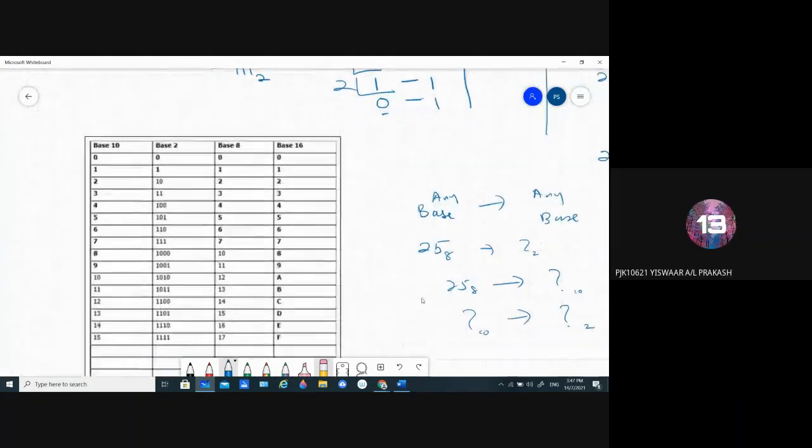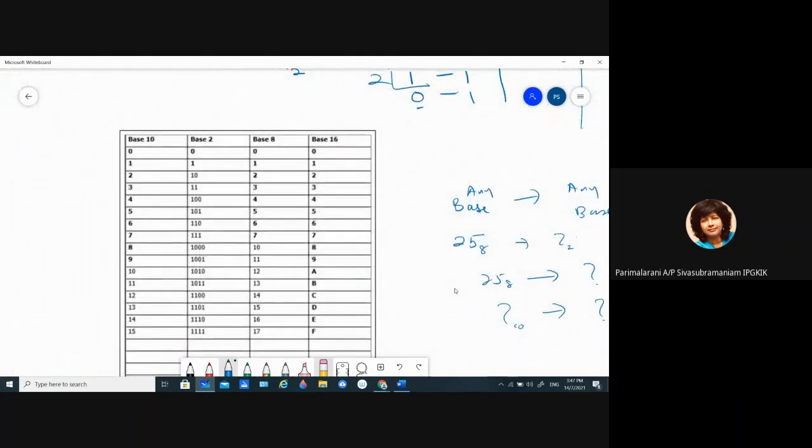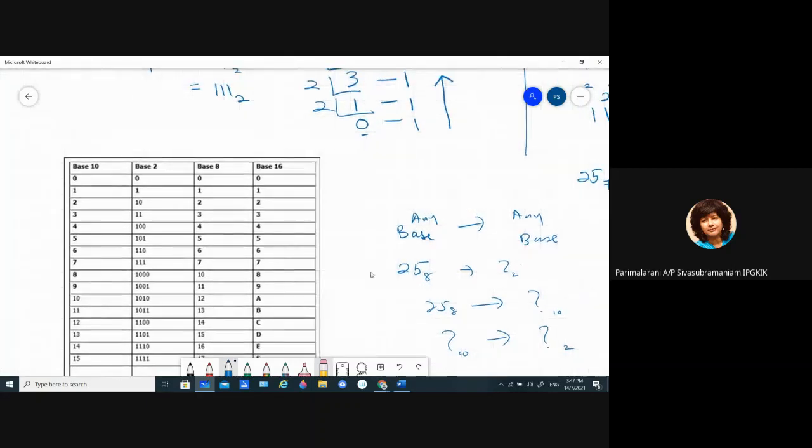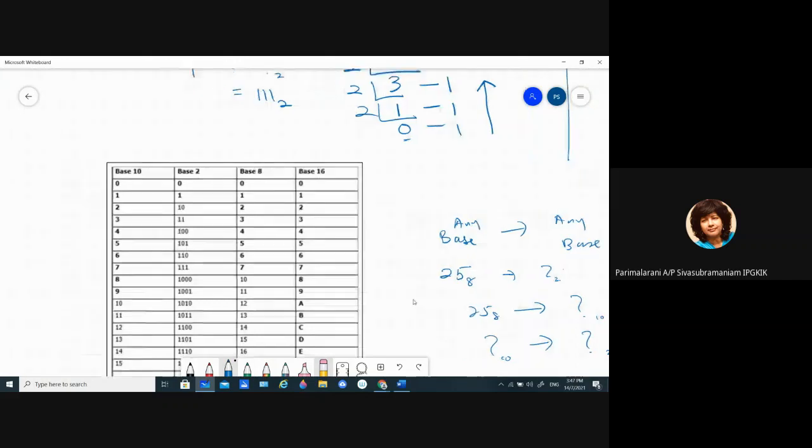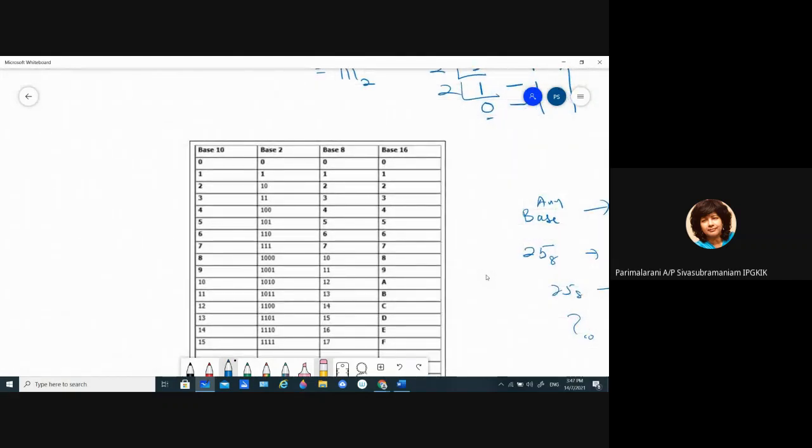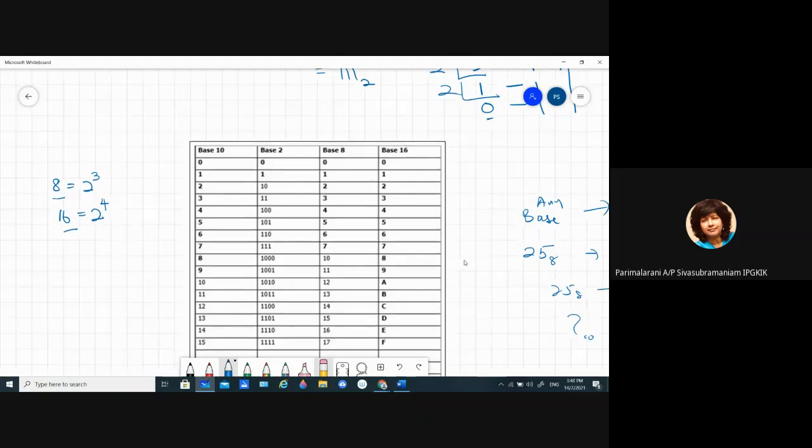Okay, so let's look at some shorthand conversions. Shorthand conversions can be used for base 2, base 8, base 16. Why base 2, base 8, base 16? Because base 2 we know are binary numbers already. Base 8 can also be written as 2 to the power of 3. 16 can also be written as 2 to the power of 4. That means these two numbers can easily be converted into binary numbers, because they're actually the same base if you rewrite it.